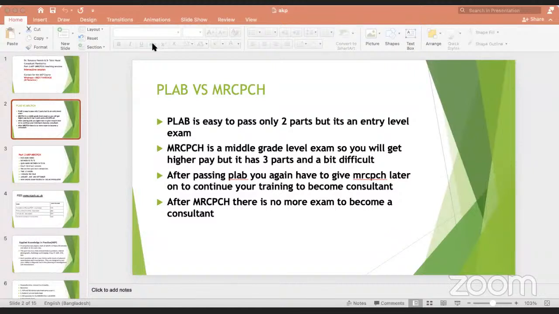Because PLAB has two parts. Part one is the theory part and part two is the clinical part. And for the clinical part, you have to go to the UK. Okay, that is also nowadays not possible, because of COVID. But you can write the exam, MRCPCH part one and part two, from your home country, like from Bangladesh, you can give the exam nowadays.